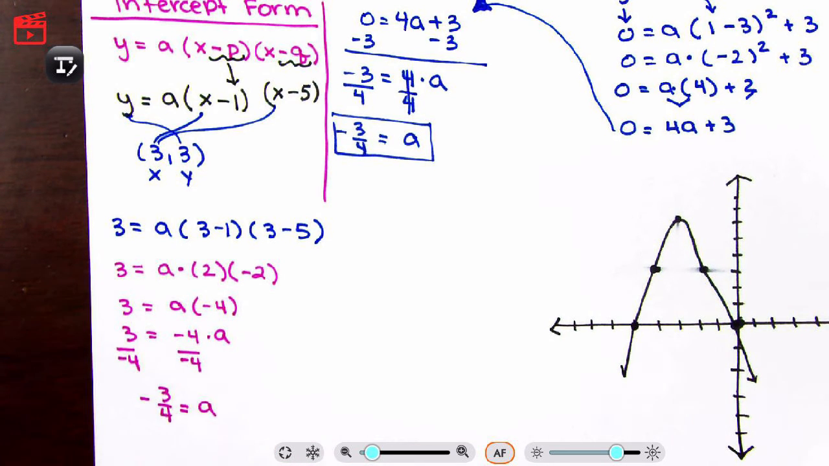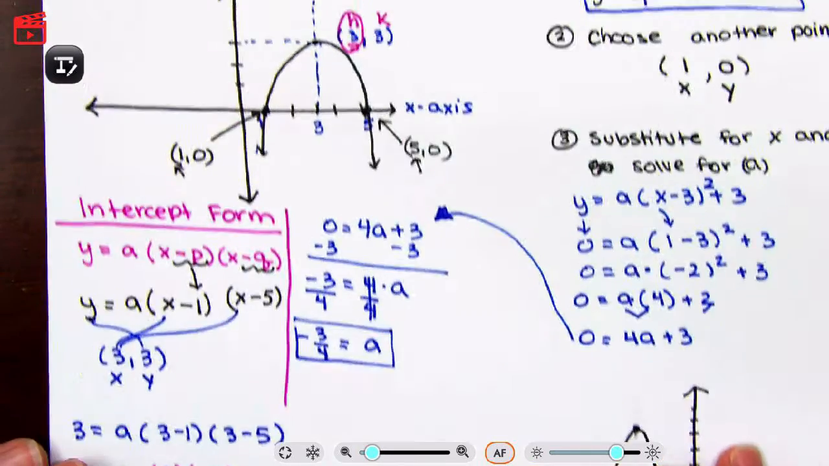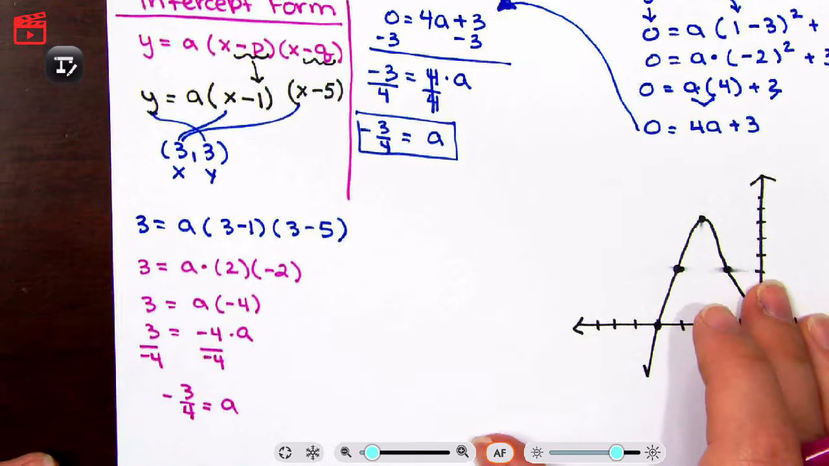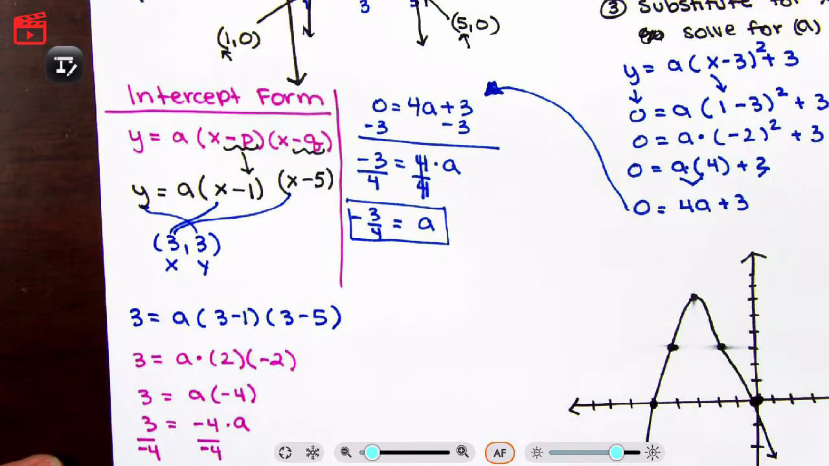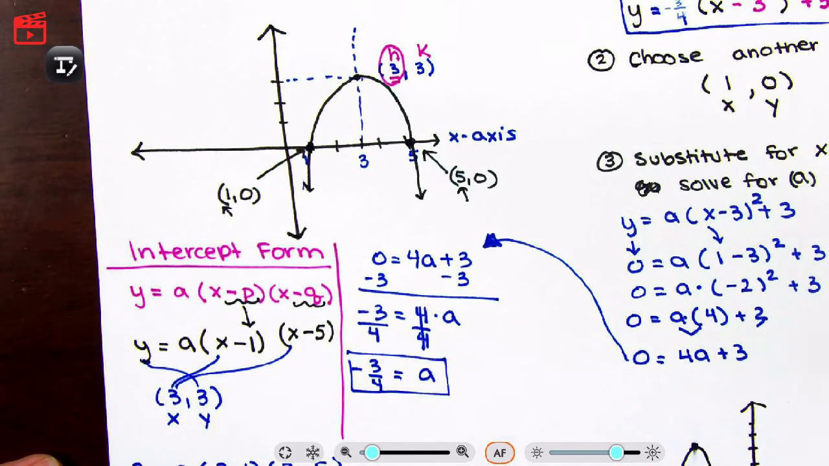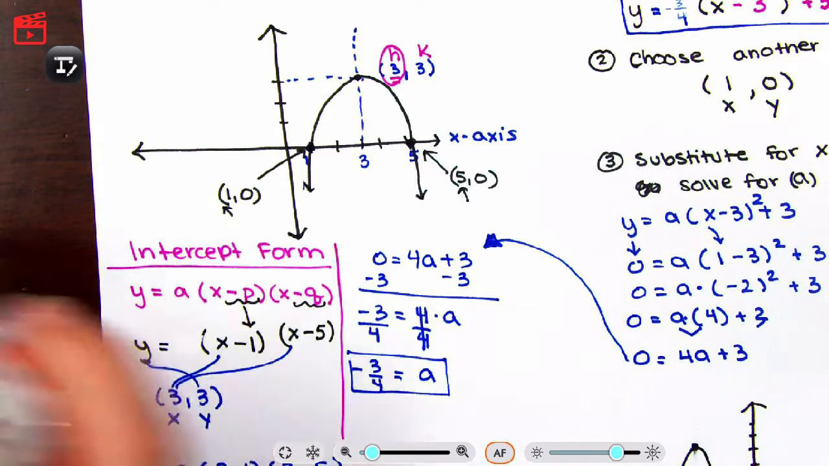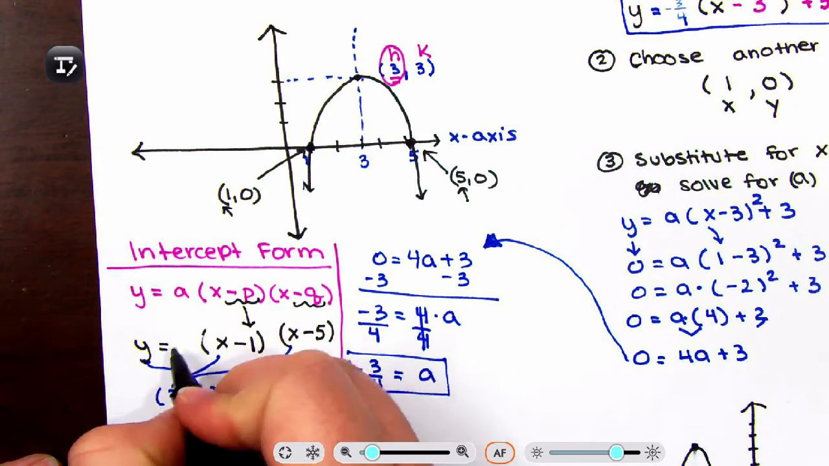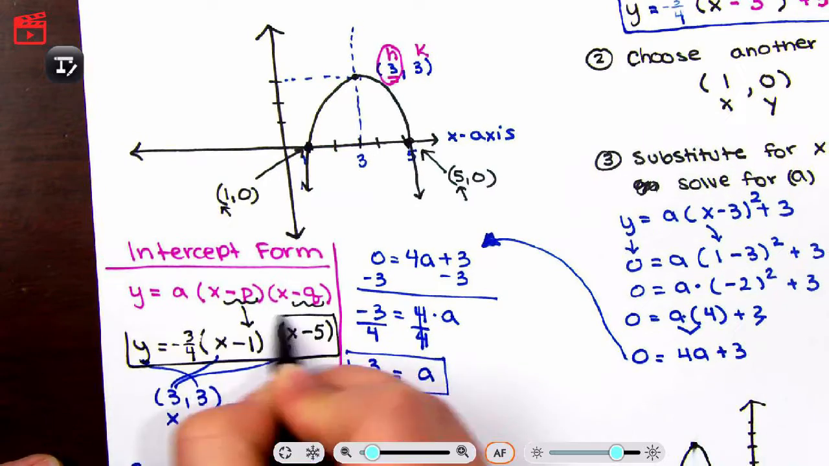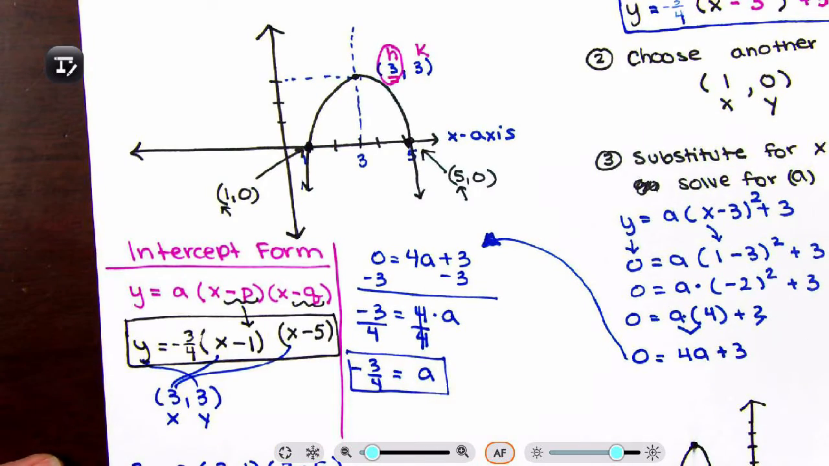Now the a value, if you looked for the vertex form and the intercept form, ended up being the same thing, a negative 3/4. And that's okay, that's good. It should be the same because we have the same quadratic function. So I'm going to bring this back up here and I'm going to remove my a because we know what a is. And our a was a negative 3/4. And now there is our intercept form of the quadratic equation.